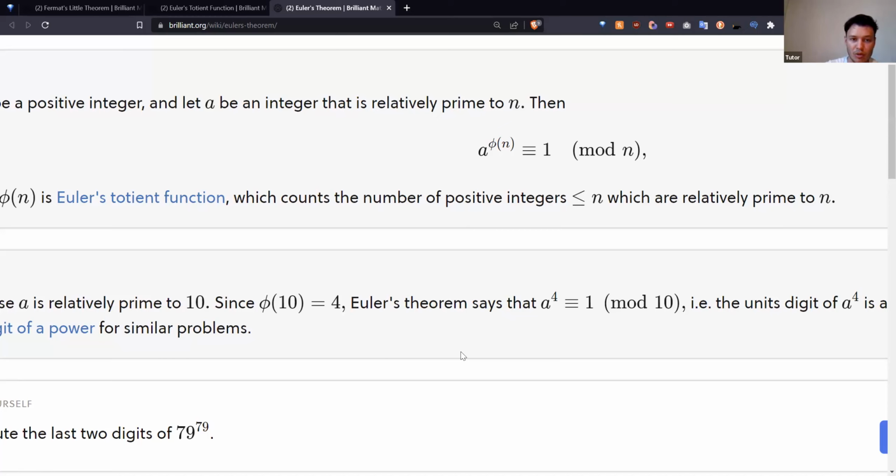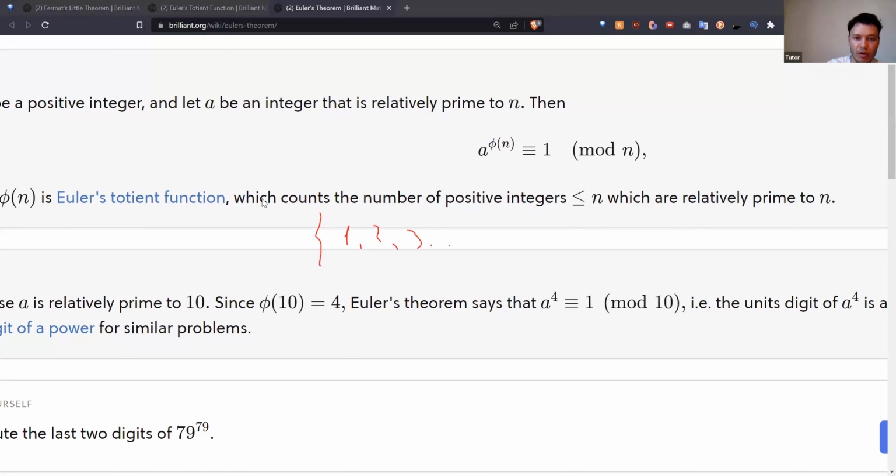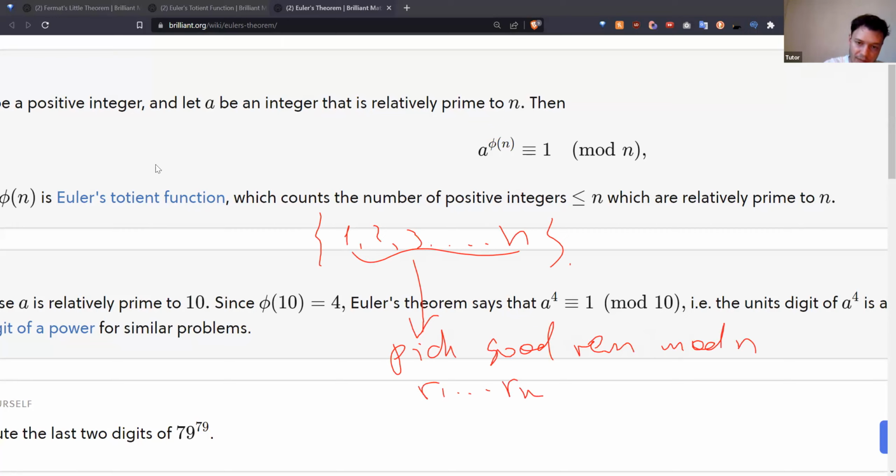So basically, you take all the numbers between 1 and n, right? You take the numbers 1, 2, 3, all the way until n, and you check only the good numbers. So from here, you only pick good numbers, or good remainders mod n. There's going to be k of them, R1 all the way until Rk. These are going to be the good remainders. So k in total, which is equal to phi of n.